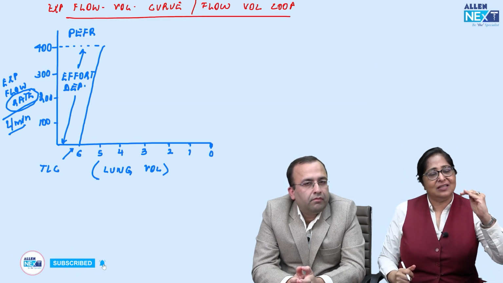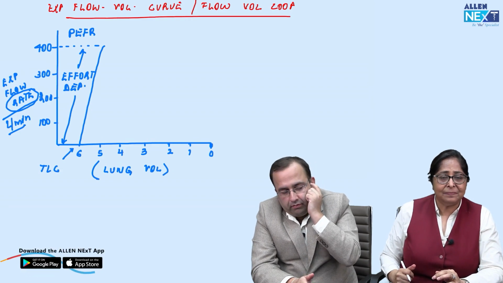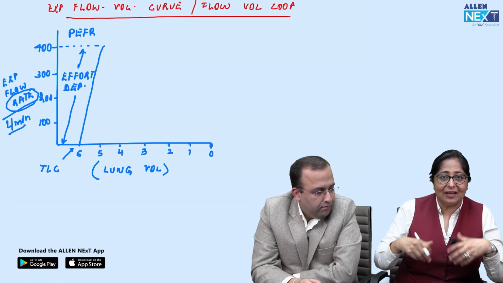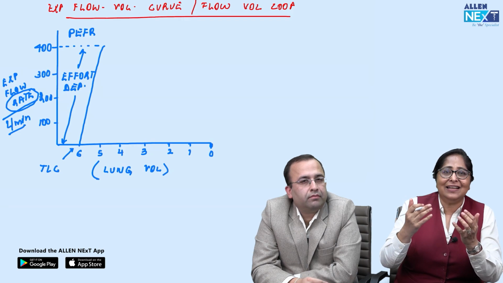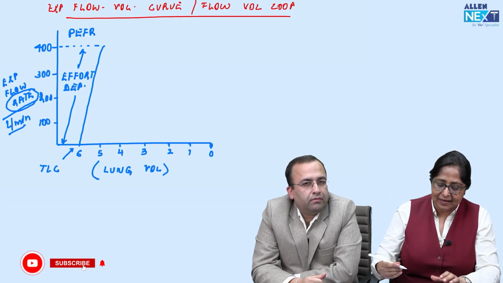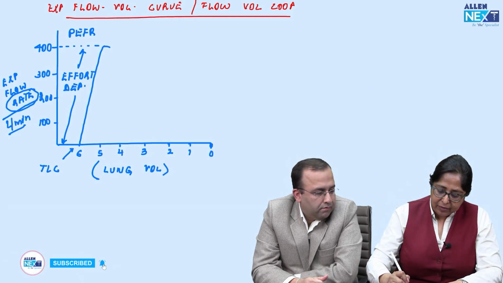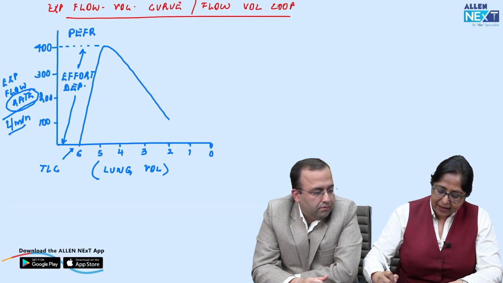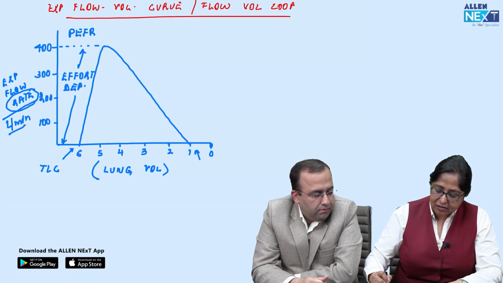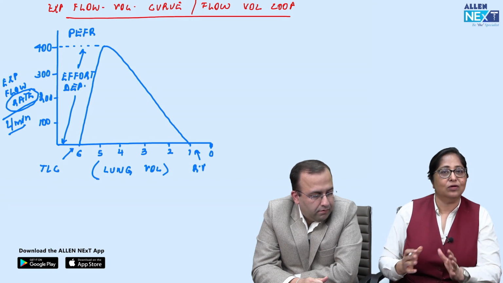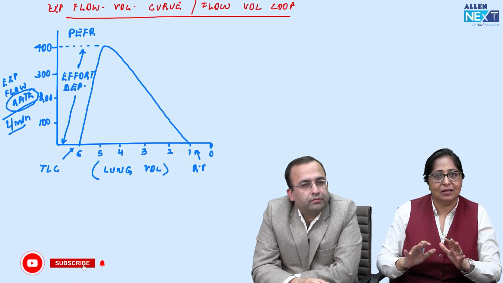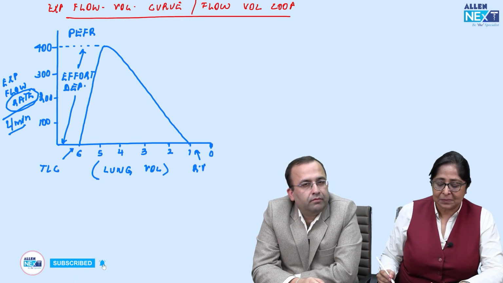But once it reaches this peak expiratory flow rate, he's using effort to expire forcefully, but the rate, instead of increasing, starts decreasing. And now this is what happens. By the time he reaches his residual volume, now of course, 0, the expiratory flow rate is 0.